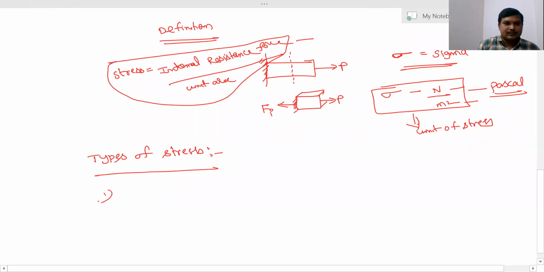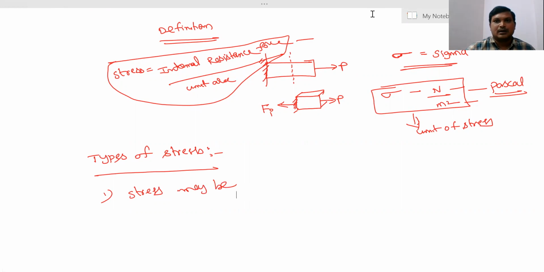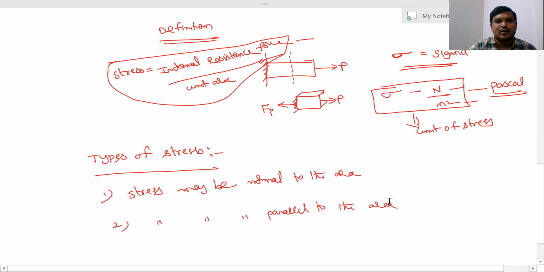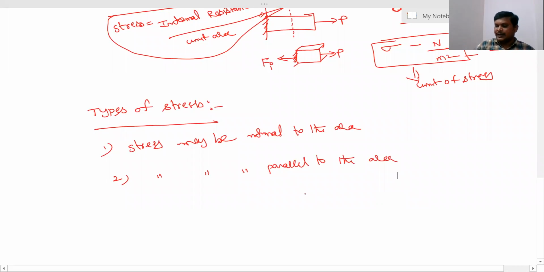Types of stresses. Stress may be normal to the area, or stress may be parallel to the area. So what is meant by normal to the area? What is meant by parallel to the area? Let us see that.